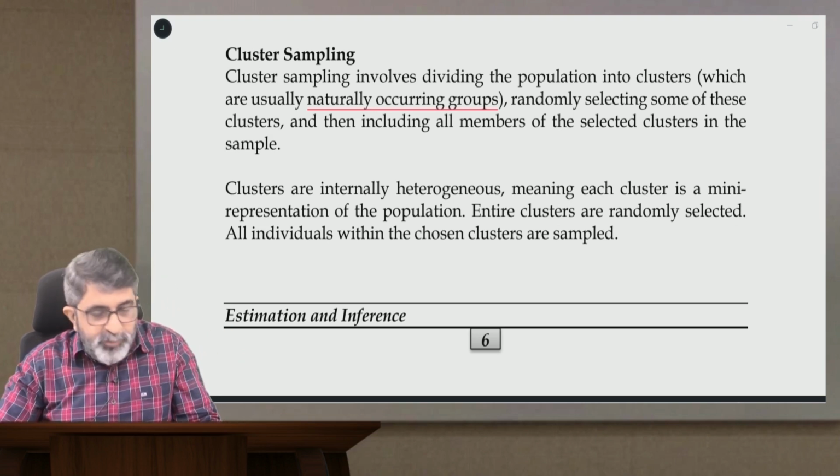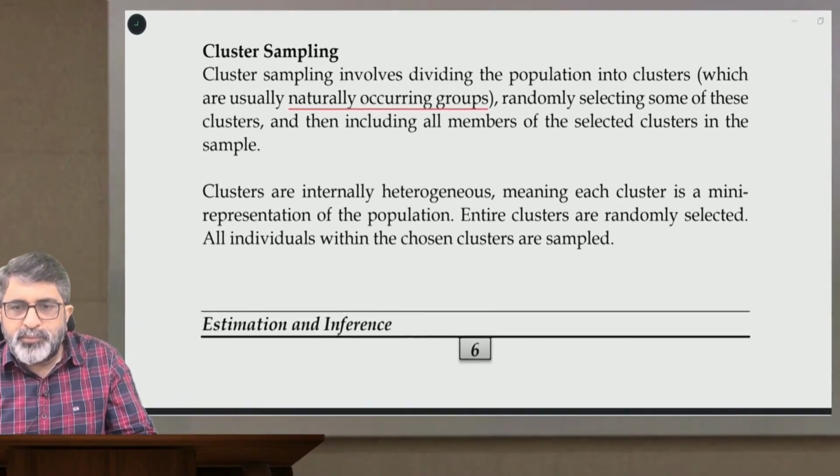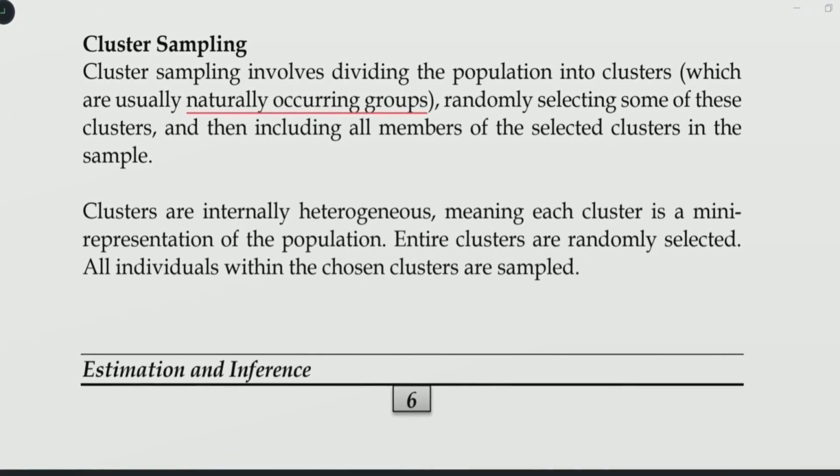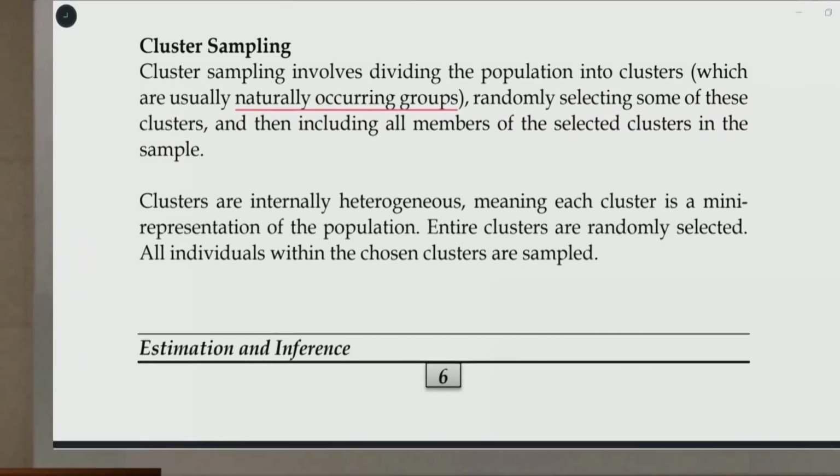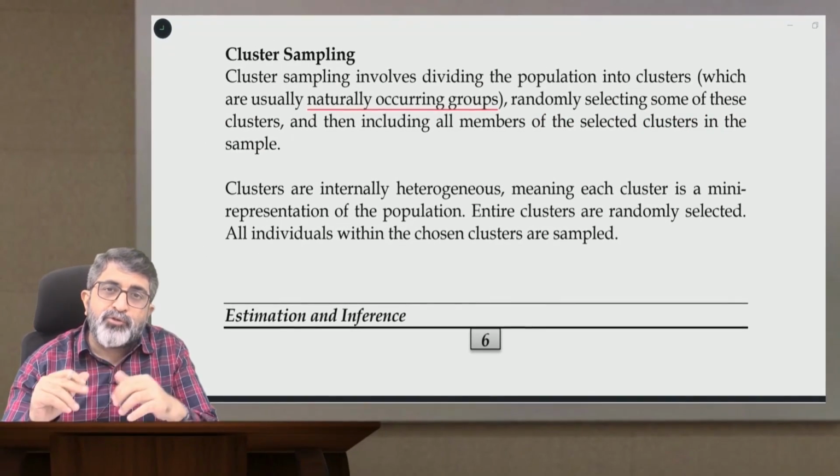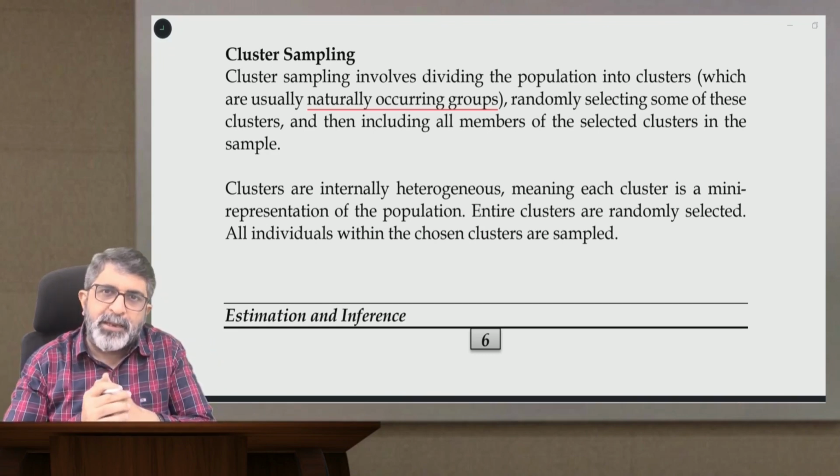So let me read it out further for you. Cluster sampling involves dividing the population into clusters, which are usually naturally occurring groups, randomly selecting some of the clusters and then including all the members of the selected clusters in the sample. Now you see, this is itself one major point of difference between stratified sampling and cluster sampling.